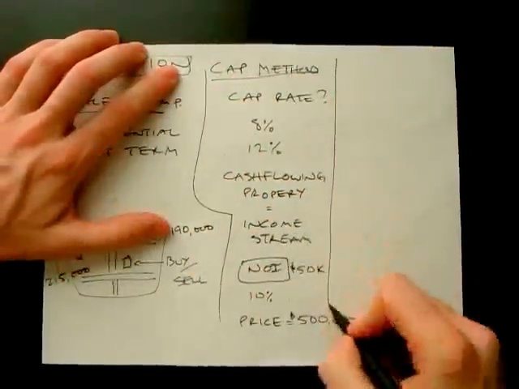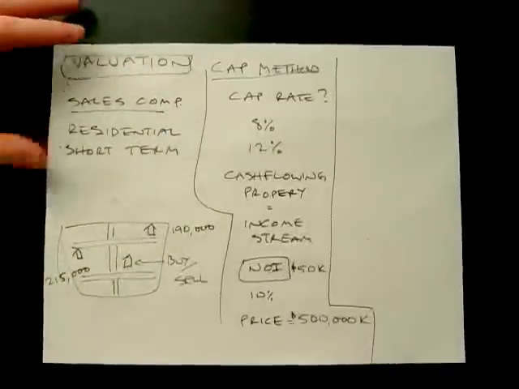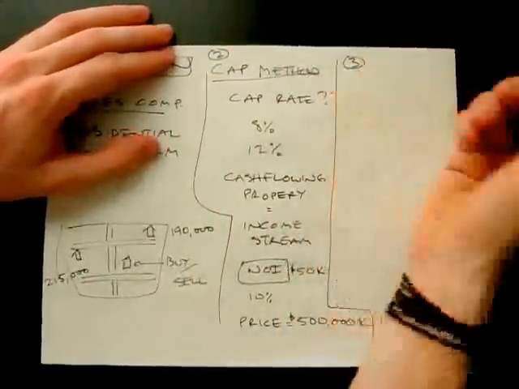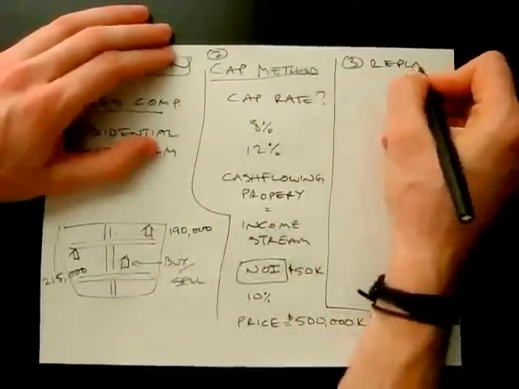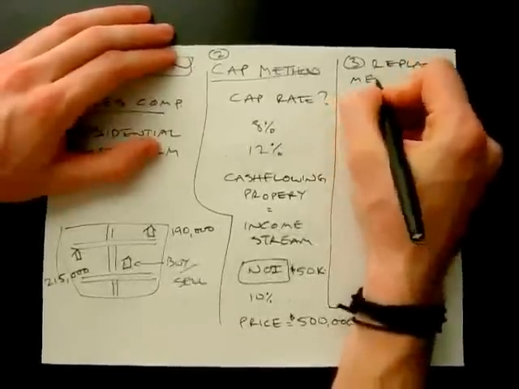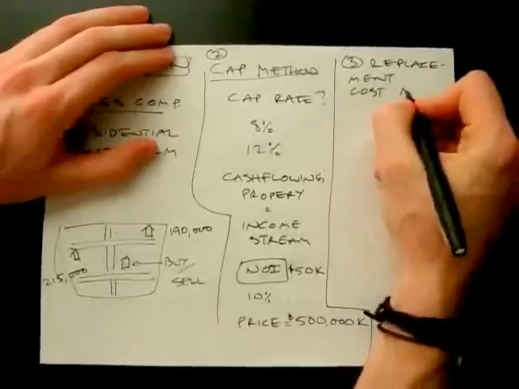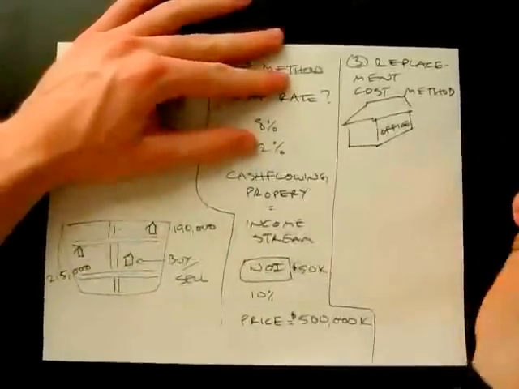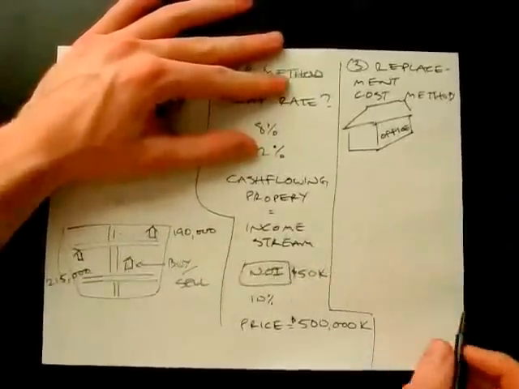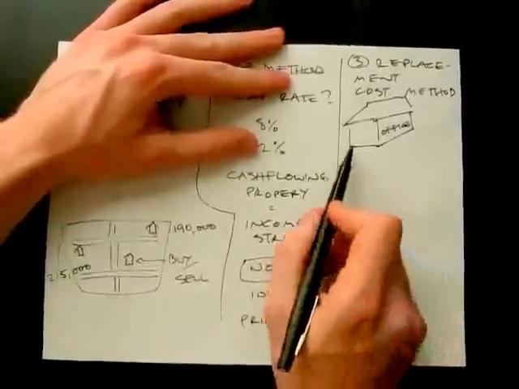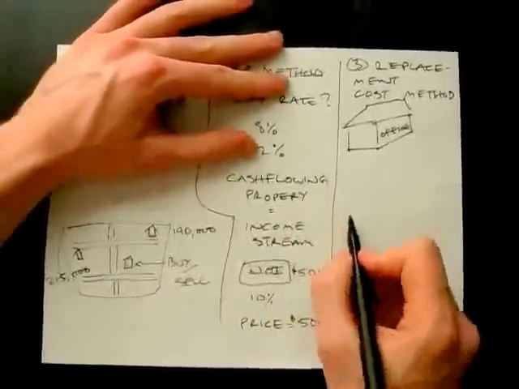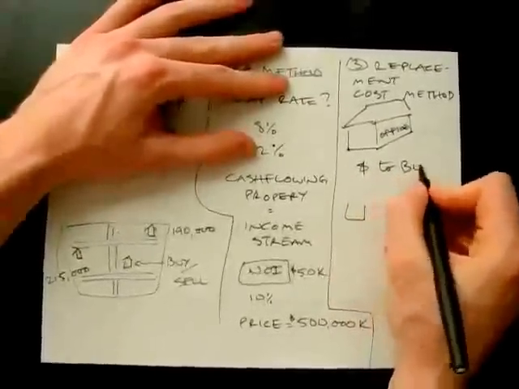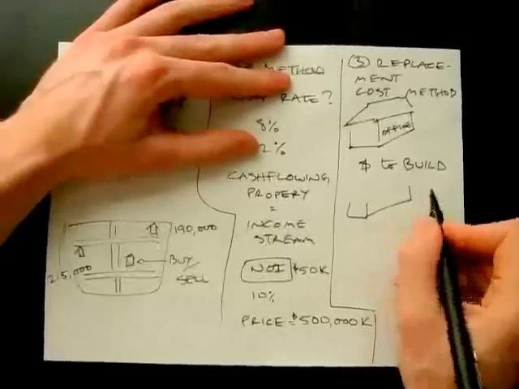Let's go ahead and separate these guys. Okay, so method 1, sales comparison. Method 2, capitalization method. Method 3 is called replacement cost method. So you've got an office building. You're thinking about buying it. If you're going to use the replacement cost method to figure out how much to pay for this office building, you want to find out how much it would cost to build a brand new office building.